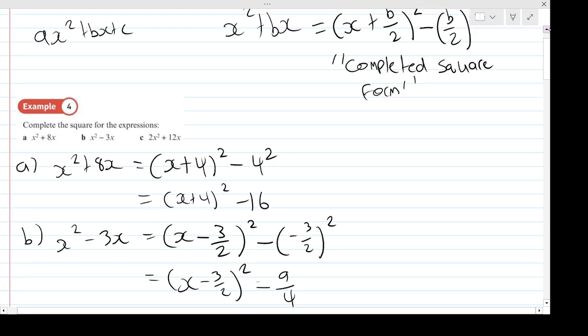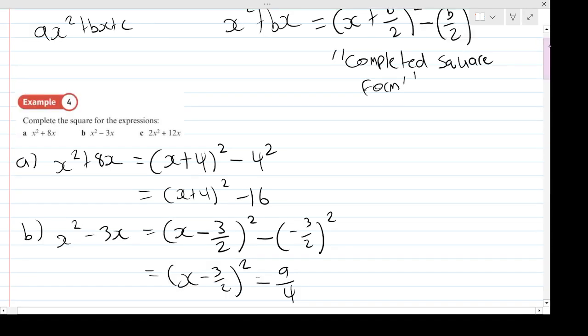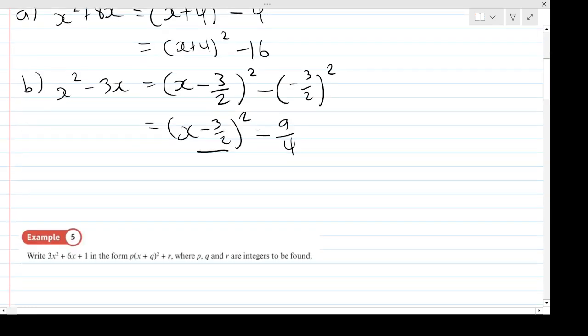Look here, there's a minus there. This will be a square number, so that'll always be positive. But I'm subtracting a positive number, so it would be negative. So you should always be subtracting, no matter if the number inside the bracket is positive or negative. You should always have the negative outside the bracket.